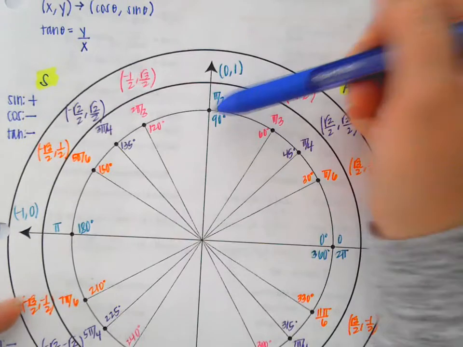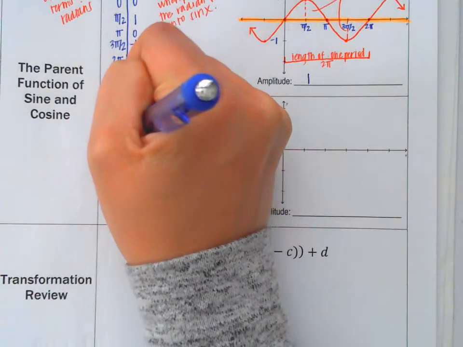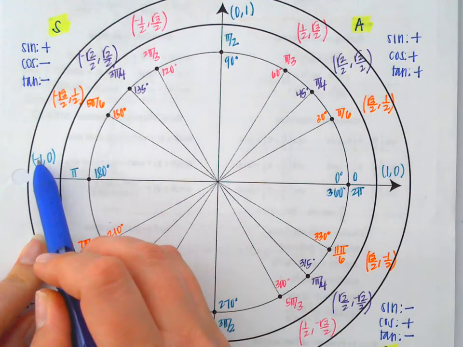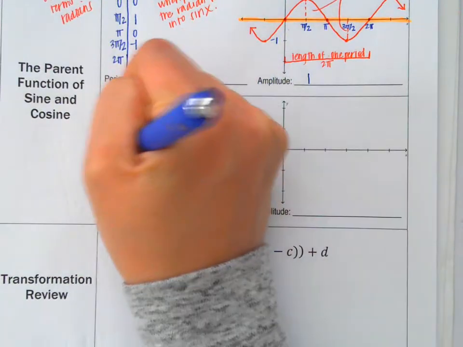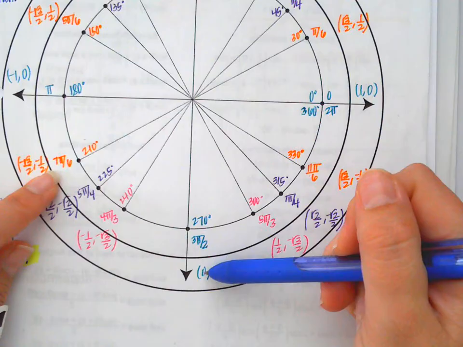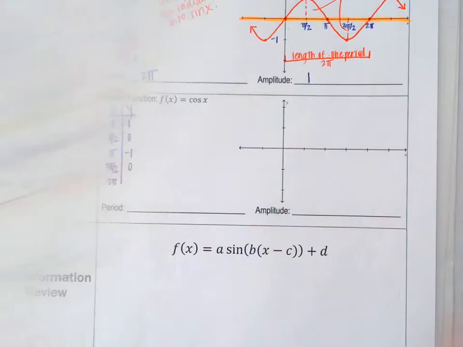At pi over 2, cosine, the x value is 0. At pi, the cosine, the x value is -1. At 3 pi over 2, the x value is 0. And then at 2 pi, we're back up to 1.